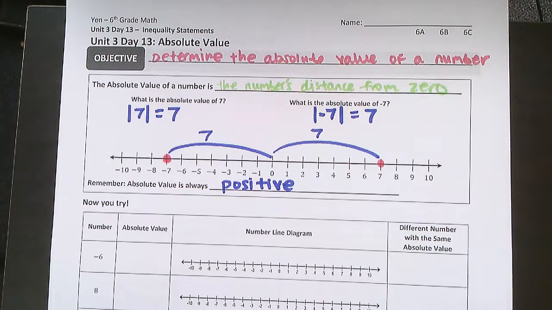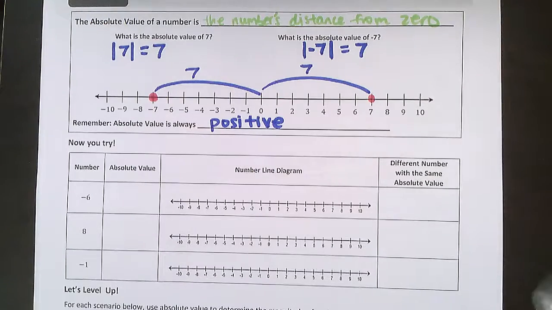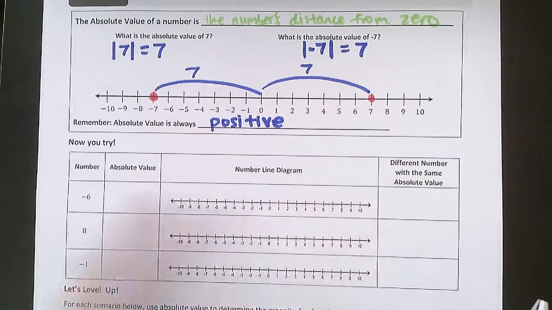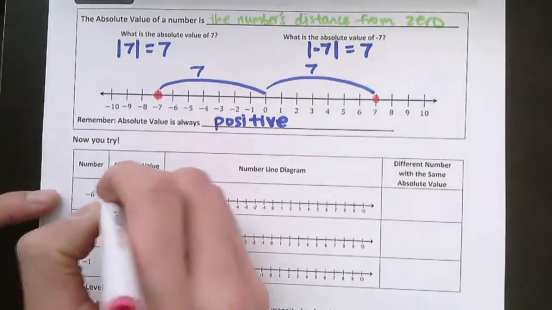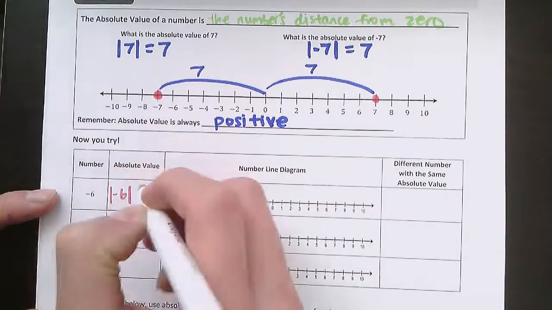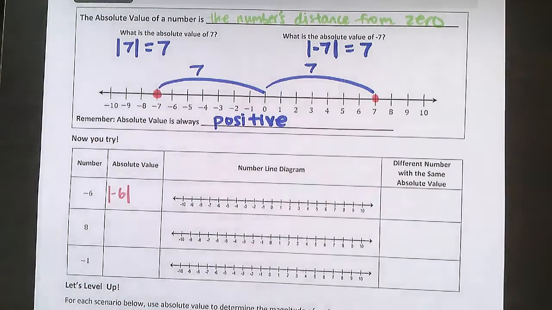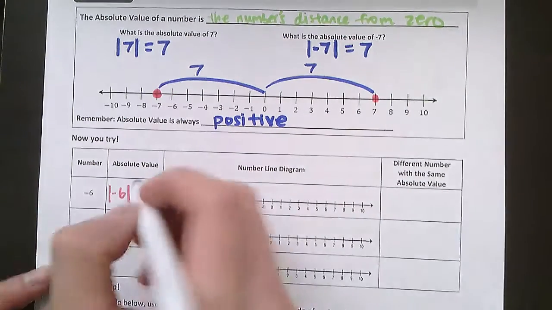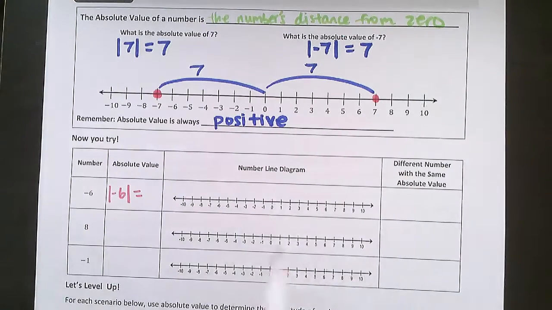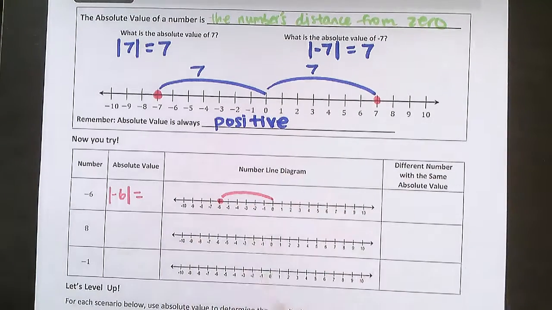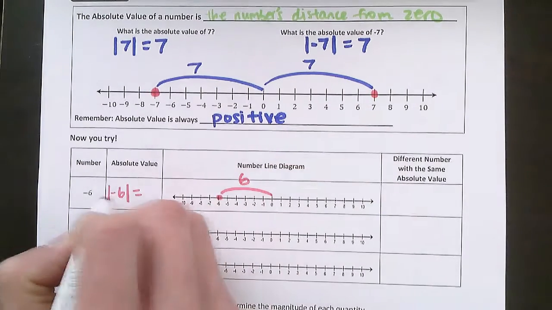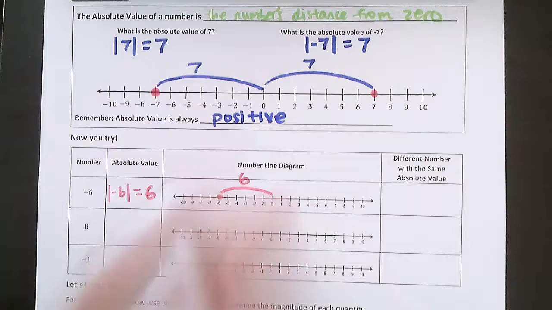Let's practice a little bit. We'll do the first one together, and then you're going to do the next two on your own. So negative 6, what is the absolute value of negative 6? Here's how you would write it. You remember you put the two vertical lines around it. The absolute value is its distance from 0. Let's check. If negative 6 is here and 0 is there, it is how many away from 0? 6 from 0. So the absolute value of negative 6 is 6.